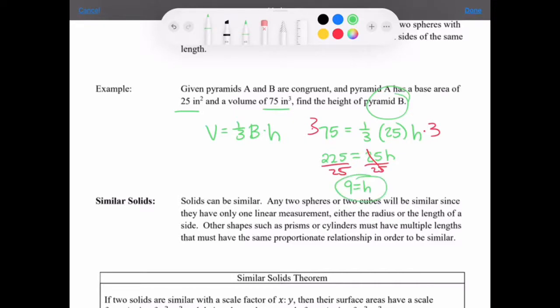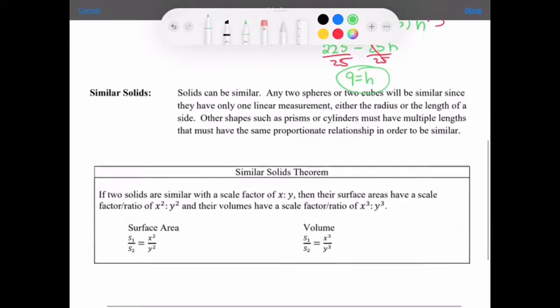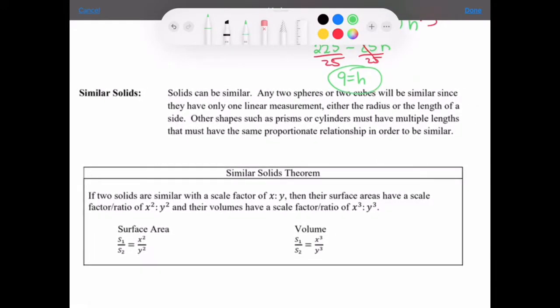So this is just us working backwards, using information about A, and we found that the height of A is 9, which means the height of B is also 9, because they are congruent. Okay, similar solids. So solids can also be similar, just like shapes can. So any two spheres or two cubes will be similar as long as they have only one linear measurement, either the radius or the length of a side. So if they have one measurement, and it's proportional, that's basically what it's saying.